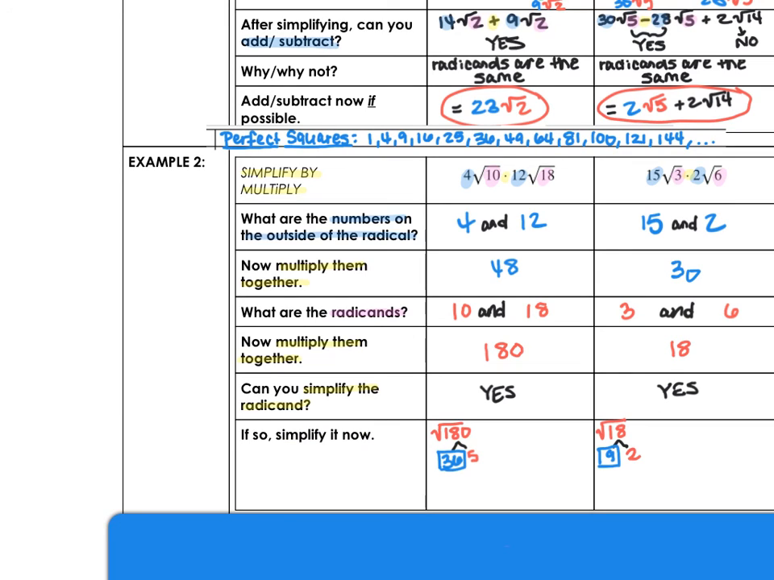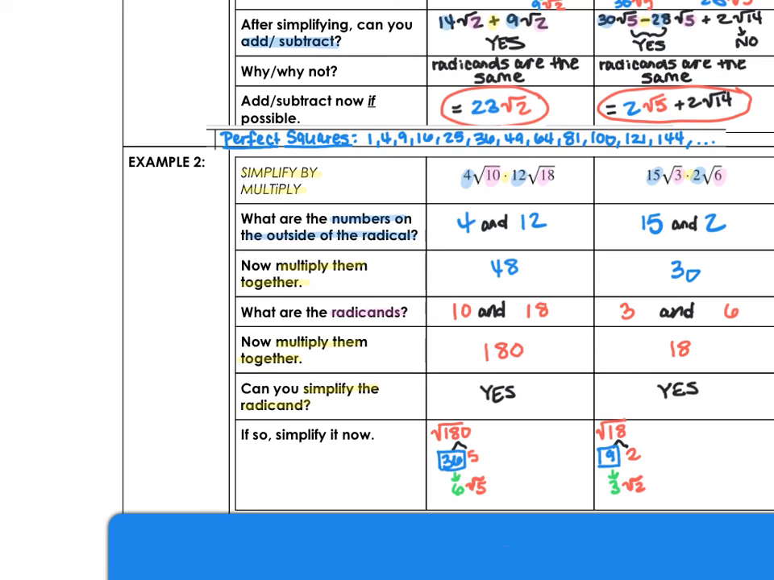For the square root of 180, the largest perfect square that I'm able to divide 180 by is 36, and I get the imperfect square of 5. And for 18, the largest perfect square that I'm able to divide 18 by is 9, and I get the imperfect square of 2. So the square root of 180 can be rewritten as 6 square root 5, and the square root of 18 can be rewritten as 3 square root 2, but we can't forget about the numbers that are on the outside.